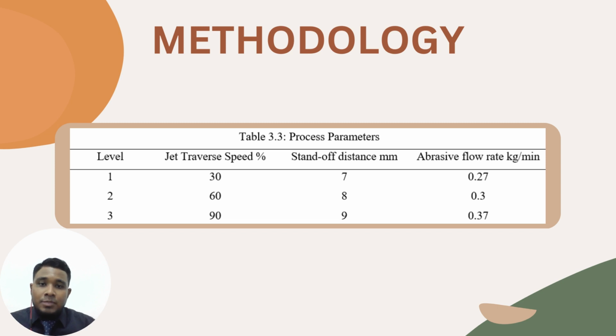We have chosen three parameters for this process, which are the jet travel speed, stand-off distance, and the abrasive flow rate. For jet travel speed, we have chosen three levels, which are 30%, 60%, and 90%. And for stand-off distance, we chose 7 mm, 8 mm, and 9 mm. And lastly, for abrasive flow rate, we use 0.27, 0.3, and 0.37.